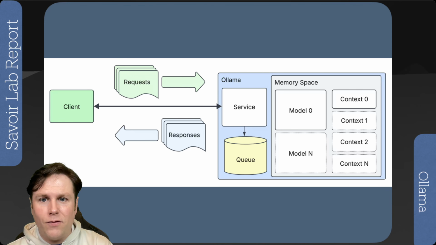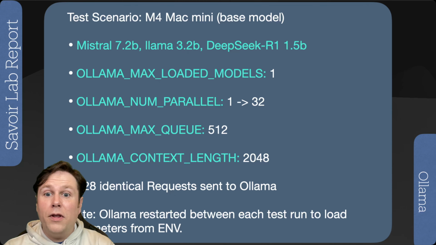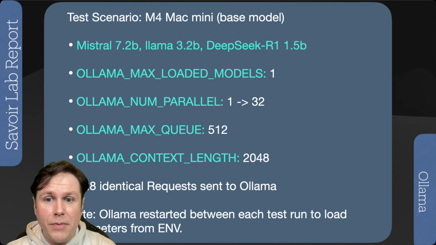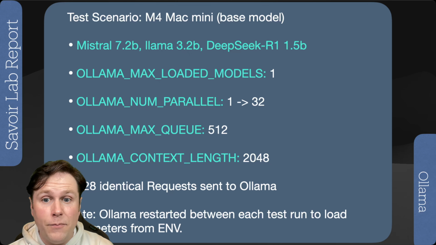If you have 8 runners, 8 contexts, that will put more pressure on your memory. So, the high level of this test: we are using an M4 Mac Mini base model, no additional memory. It's just the 16 gigs of unified memory that you get from the factory. We're going to test out Mistral 7B, Llama 3.2B, and DeepSeek R1 1.5B.